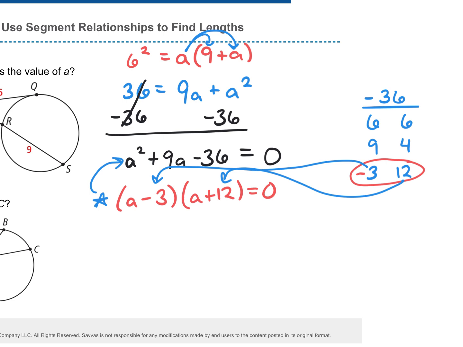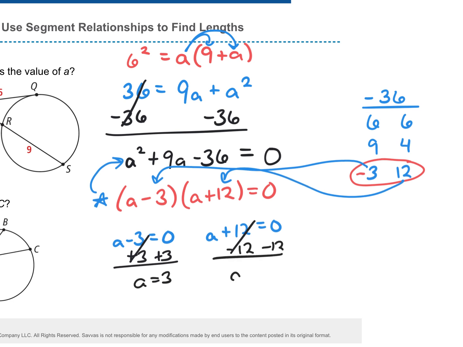So here, does anyone remember what to do from here? Yes, set them all separately by themselves. So I can take this, a minus 3, set that equal to 0. And then I can do the same thing for that a plus 12, set it equal to 0. Now, basic algebra, you know how to solve those. How do I solve the left side? Add 3. A equals 3. Subtract 12. A equals negative 12. So we have our solutions here.